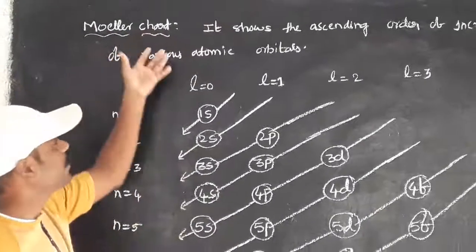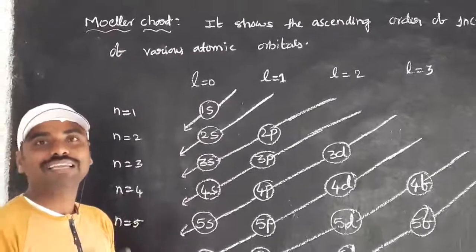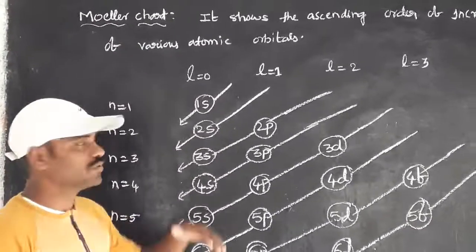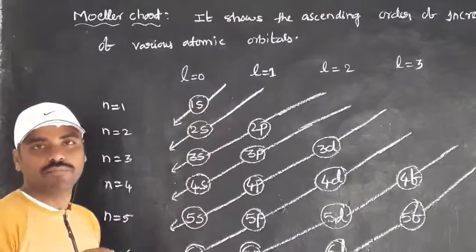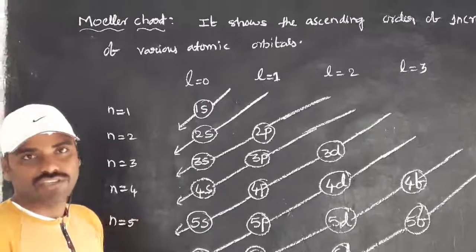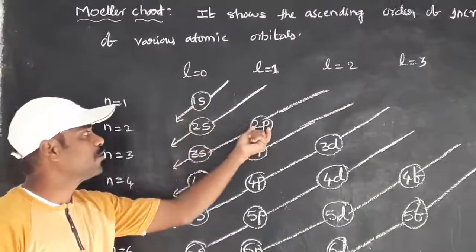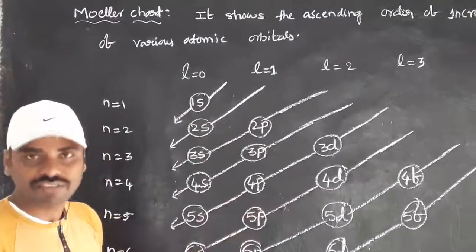From the Moeller chart, we can know the ascending order, or increasing order, of orbitals based on their energy. So we are going to take a look. Already we calculated each and every orbital's energy. If you take 1s, that is 1, if you take 2s, that is 2, and if you take 2p, that is 3. The energy levels we already calculated in the previous class.